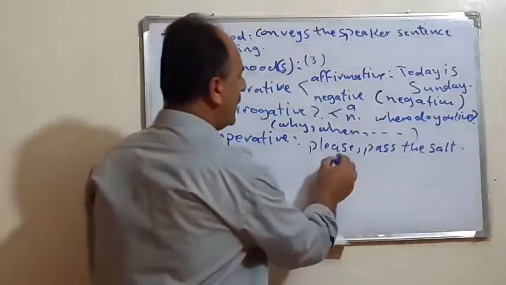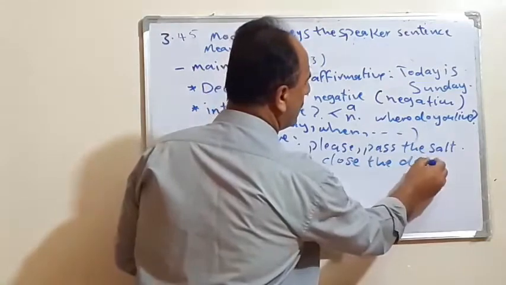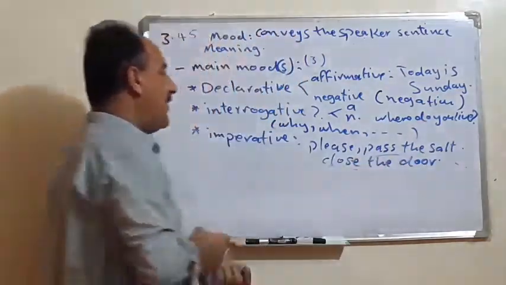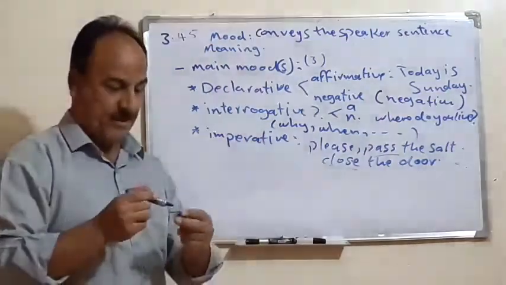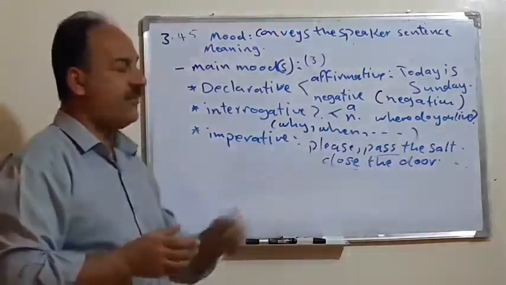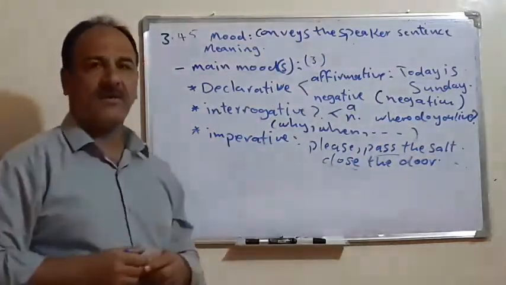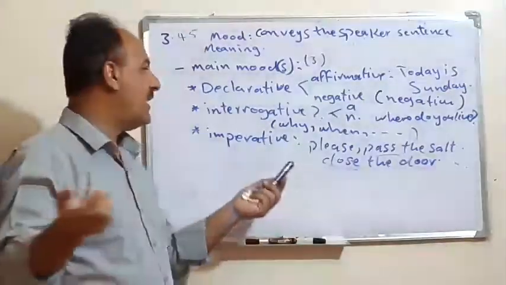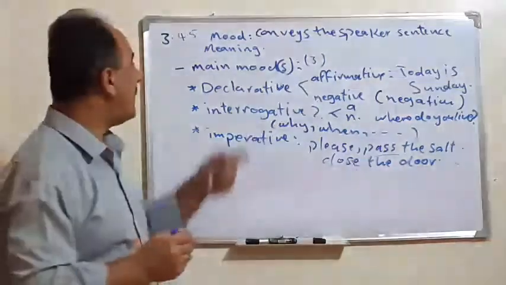Or, for example, close the door. Always, I mean, this imperative starts with what? With the verb. And the verb is in the simple or base form. Come here, go there, find an answer, speak slowly. All these we call imperative. This is the first group.